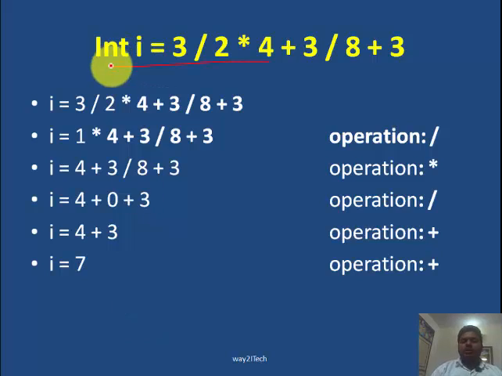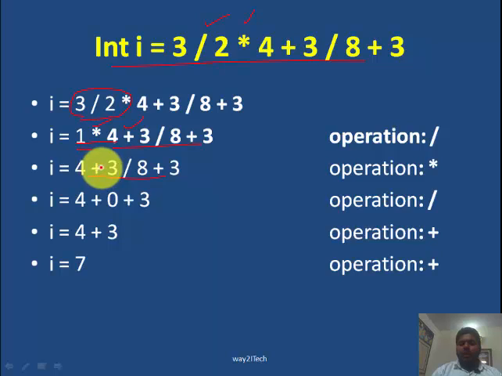Similarly, there is a next expression, int i is equal to 3 by 2 into 4 plus 3 by 8 plus 3. Division and multiplication have the same priority, so we will follow the left to right rule. From the left, this is coming first, so we will solve division first. What is the quotient here? 1. Write the remaining expression as it is. Now multiplication and plus, multiplication has higher priority, so we will solve multiplication first. 4 into 1, write the remaining expression as it is.